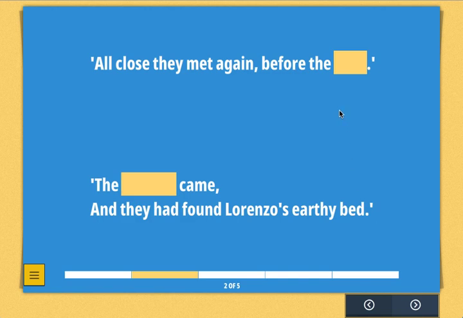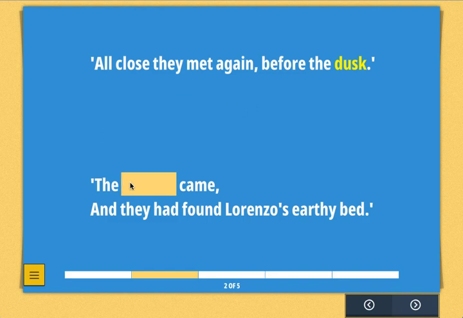Okay, "all close they met again before the dusk." From the very beginning of the poem, those secret meetings that they have in the bower. Again, we talked a lot about this a couple of weeks ago, didn't we, about the idea that they can only meet in darkness and in secrecy, and that dusk being a tipping point between daylight and night time.